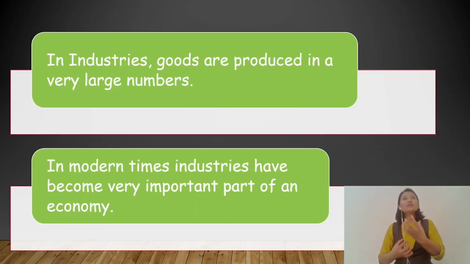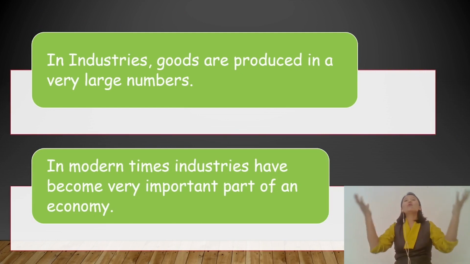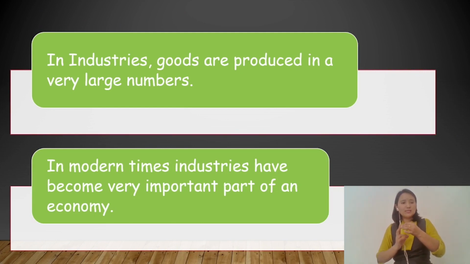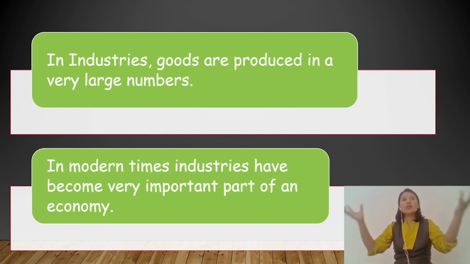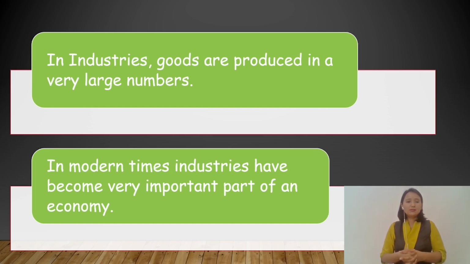Nowadays, in most industries, goods are produced in very large numbers. We are not talking about one piece or two pieces. We are talking about thousands, hundreds of thousands, million, billion, right? So how is it possible? It is because in modern industry, goods are produced with the help of advanced technologies. Advanced technology has the potential to produce goods in very large numbers in a very limited time.